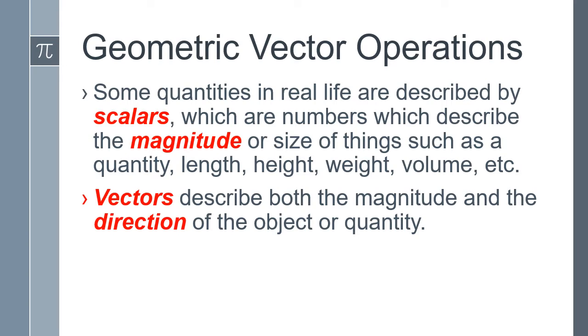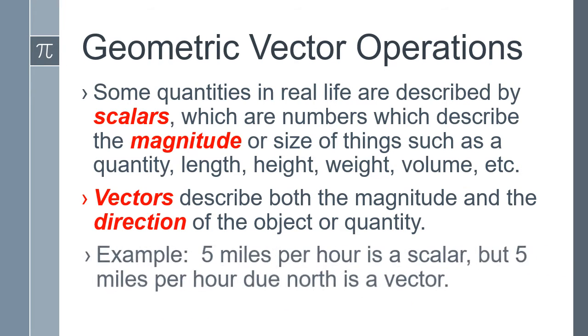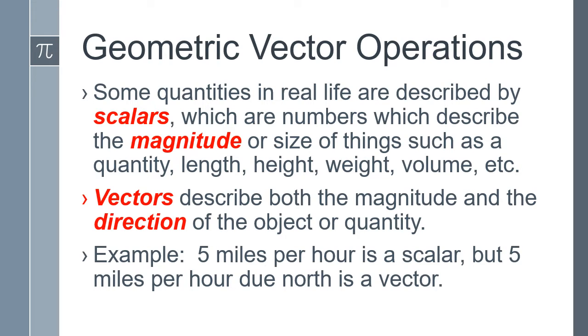So a vector describes movement, right? So if I talk to you about something that's inanimate, like a pyramid or a building or a tree, that has just magnitude. Vectors describe movement. So if we're talking about something moving at 5 miles per hour, that's a scalar. But if I say 5 miles per hour due north, that's a vector.